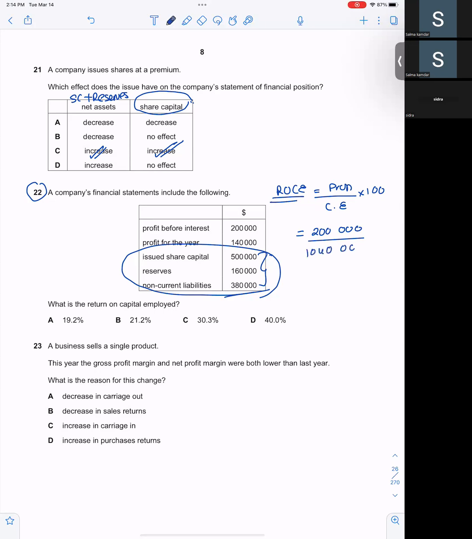1,040 into 100. So 200,000 upon 1,040,000 gives 19.2%.